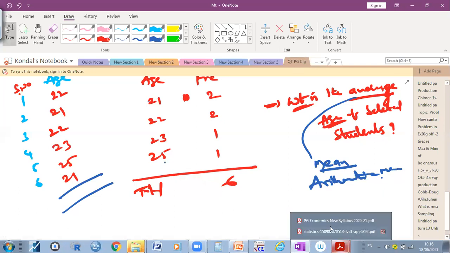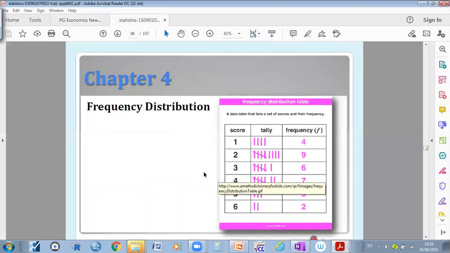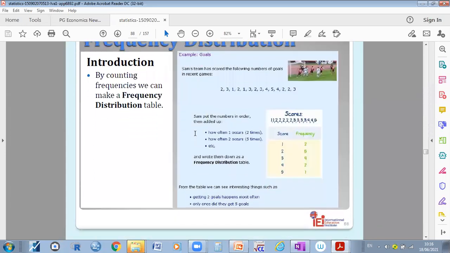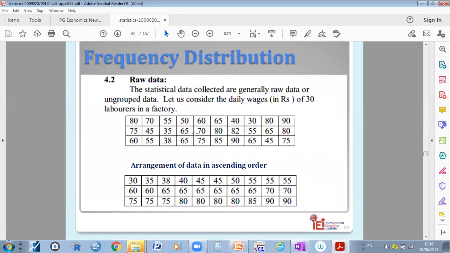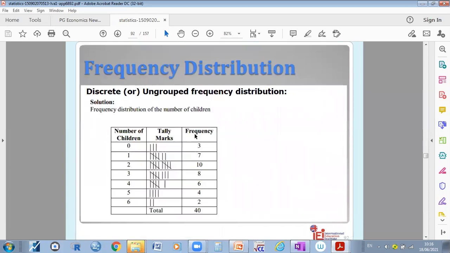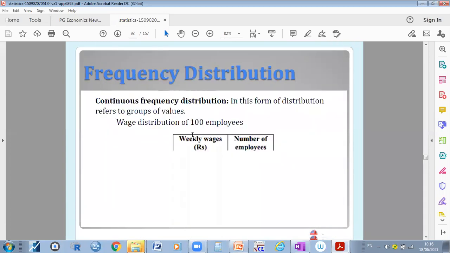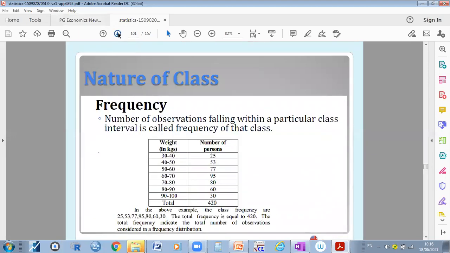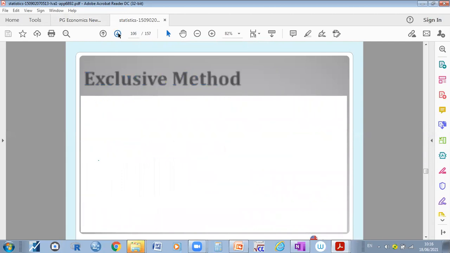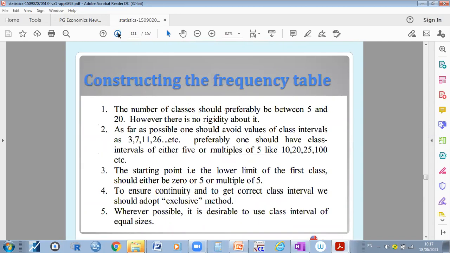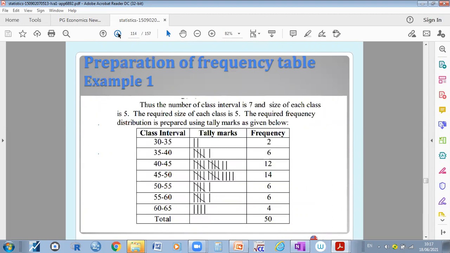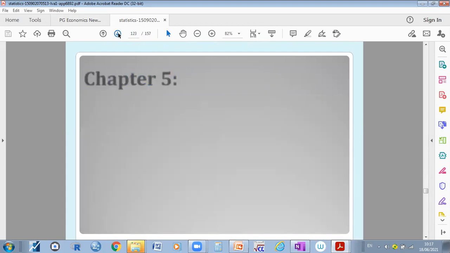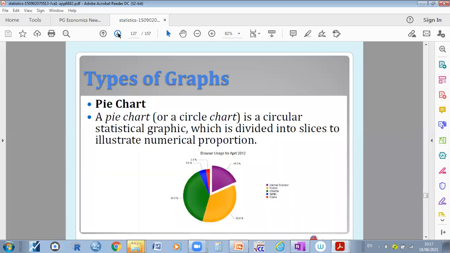See here, I am going to show you, after calculation of the simple frequency distribution, that we discussed earlier.